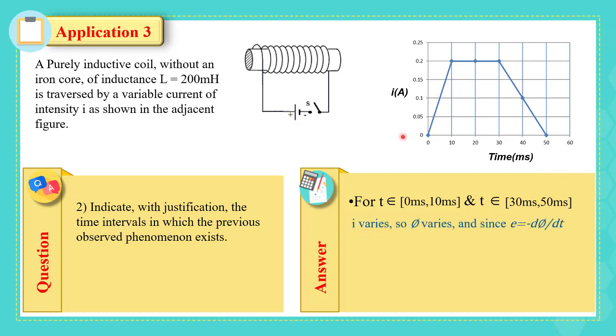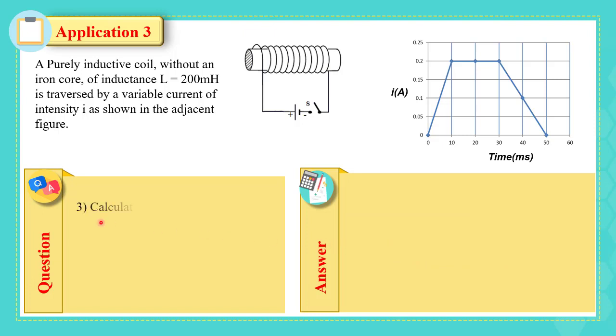Since in these intervals I varies, so flux varies, and since E equals minus d flux over dt, E is different from 0, and so self-induction exists. Part 3. Calculate the values of E in the preceding intervals of time.